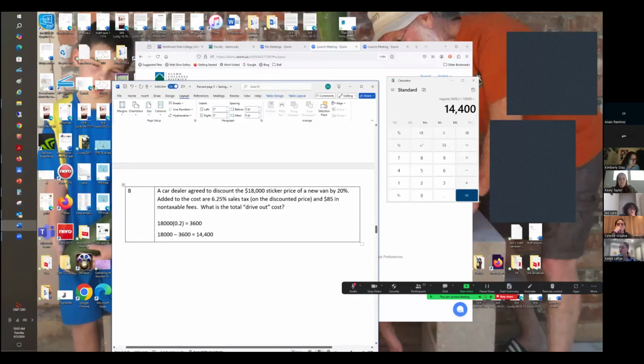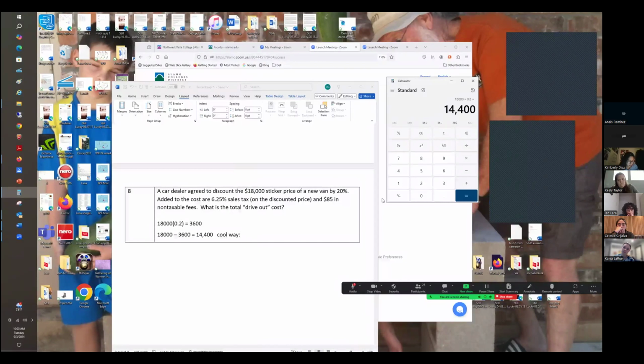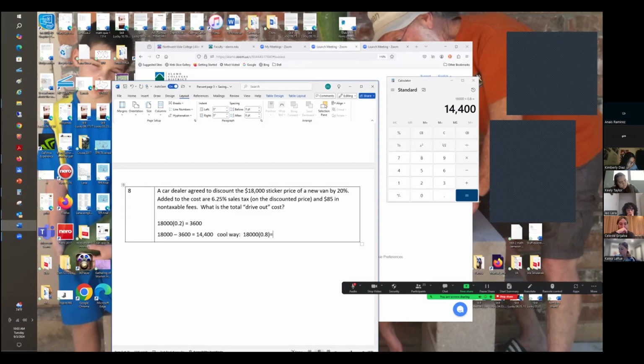Here's the cool way. Instead of calculating the 20% of 18,000 that he's going to knock off, let me calculate not the 20% I'm not going to pay, but the 80% I am going to pay. And there it is. 18,000, calculate the 80% that I am going to pay. And that's 14,400. And that is pretty cool.